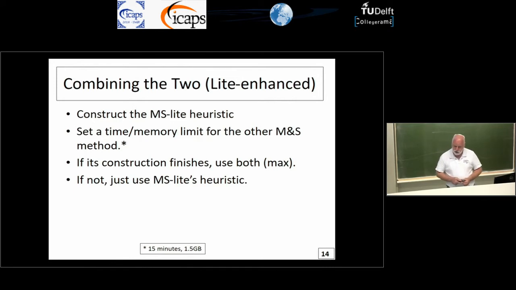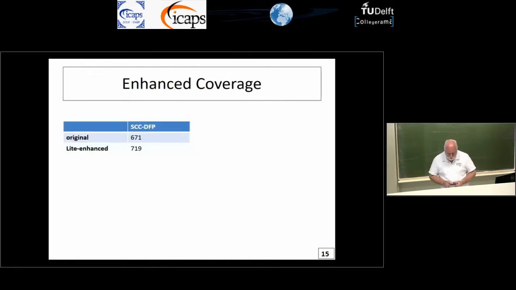You could undoubtedly think of more sophisticated ways of doing it, but that's what we did to prove the point. So how does this enhance coverage? If you do this trick that I just showed you, here's SCC-DFP, the one that was state-of-the-art at the beginning of this talk. In this set that we're using for our experiments, it had a coverage of 671, and then when you did the MS-Lite, or the Lite-enhanced version, that went up by 48.